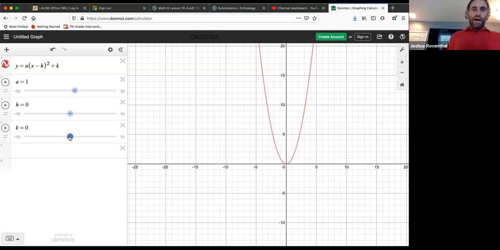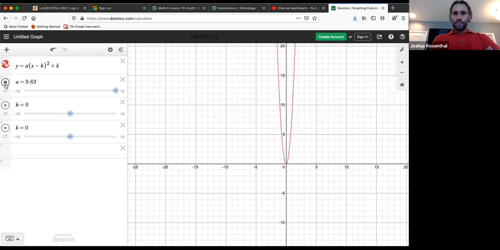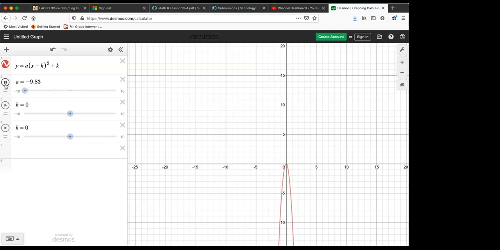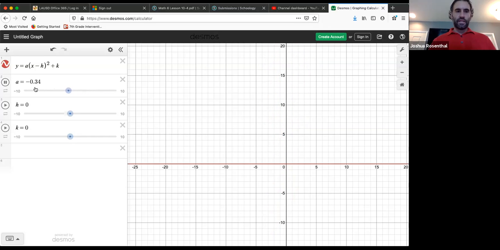Okay, now let's slide A. I'll just hit the play button. Same effect, isn't it? A is wider, steeper, upside down, right side up. That's what A is doing. Okay, so let me put A back to 1.